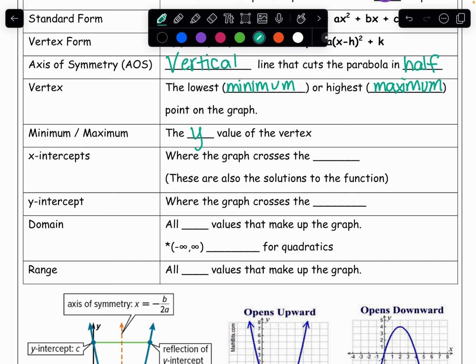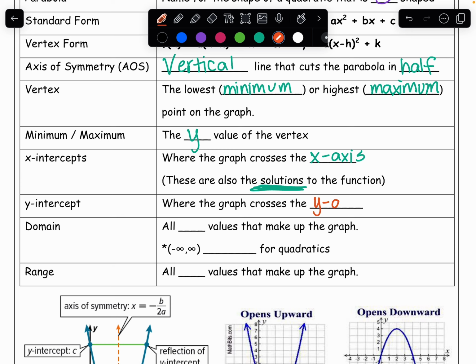X-intercepts, these are where the graph crosses the x-axis. It will affect later lessons. These are also the solutions to the function. So we will be solving quadratics in this unit. Our y-intercept, that is where our graph crosses the y-axis.